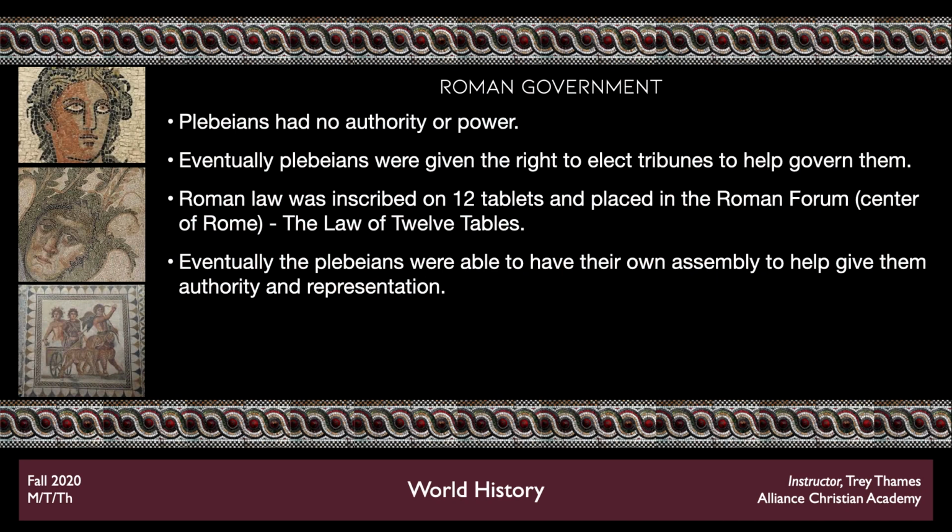Now, the plebeians, as I mentioned, had no authority or power. But eventually plebeians, because they revolted and fought for this, were given the right to elect some tribunes that would help govern them, give them a voice. Eventually this led to Roman law famously being inscribed on 12 tablets or 12 tables and placed in the middle of the Roman Forum, which is the center of Rome. This was really important because this gave the law a fixture, a permanency.